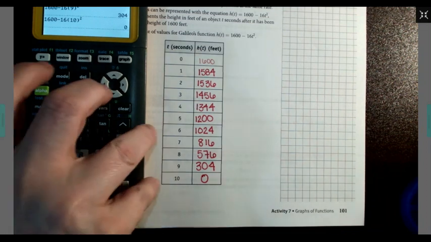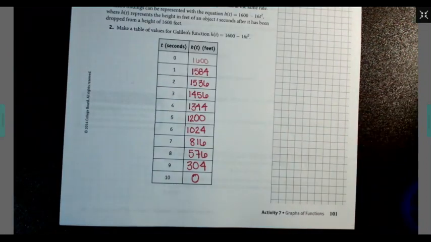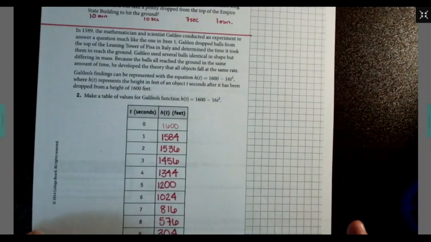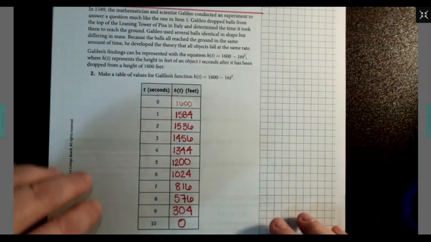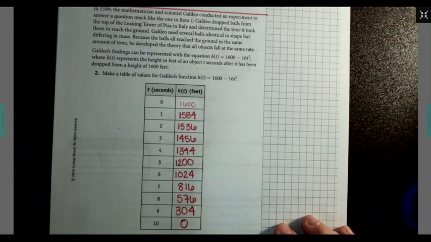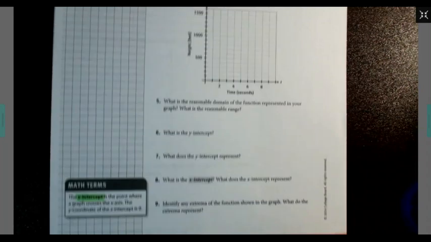I'm going to flip over to the next page to move to question 3. I'll be referencing this a lot, so make sure it's close by.